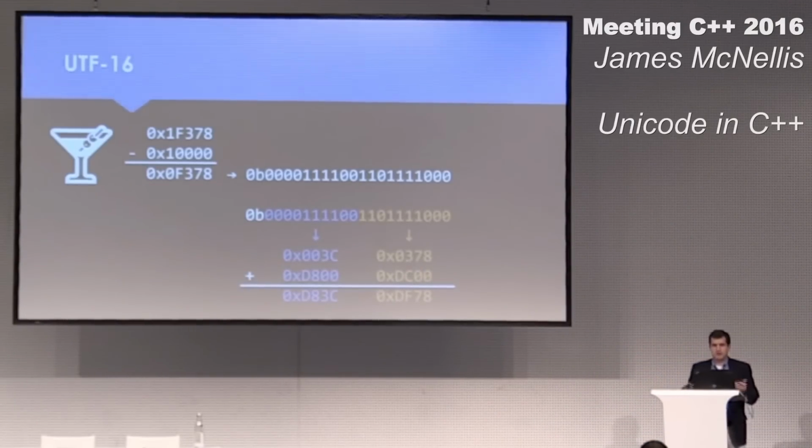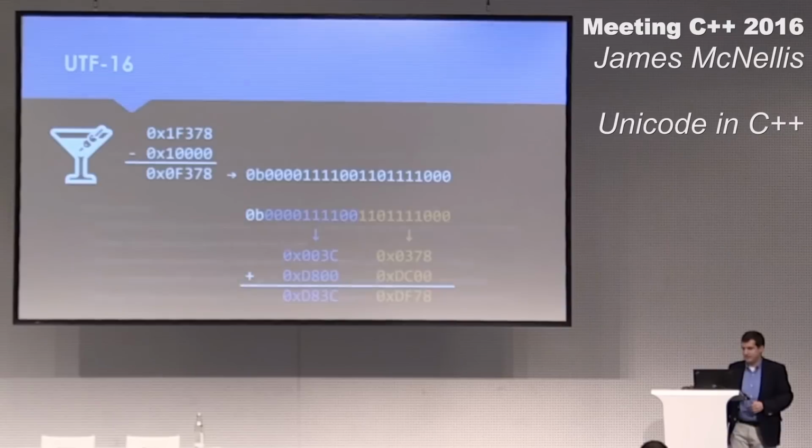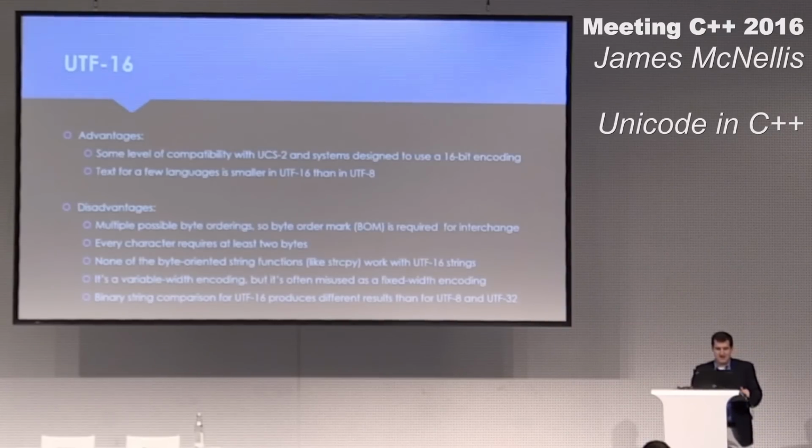And so basically, when you're parsing UTF-16 text, if you find one of these lead surrogates, you then have to take that and the trail surrogate, and you have to undo this mapping, and that will give you the code point that is represented. So UTF-16, advantages. It has some level of compatibility with UCS2 and systems designed to use a 16-bit encoding, which is extremely important. So right there, the advantage is a good thing. And text for a few languages is smaller in UTF-16 than in UTF-8.